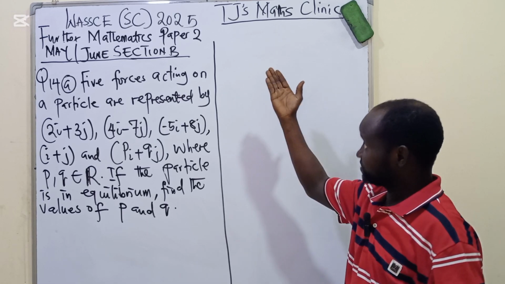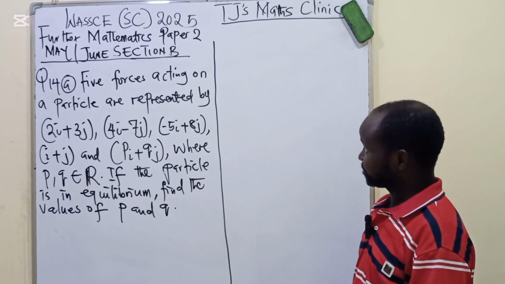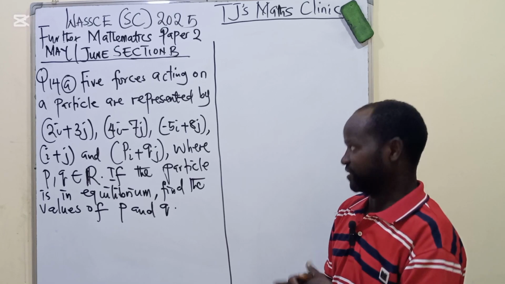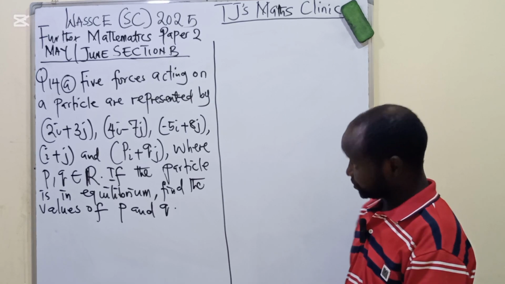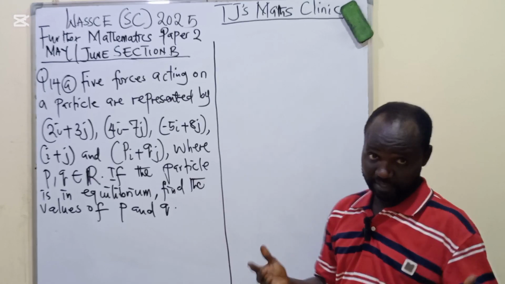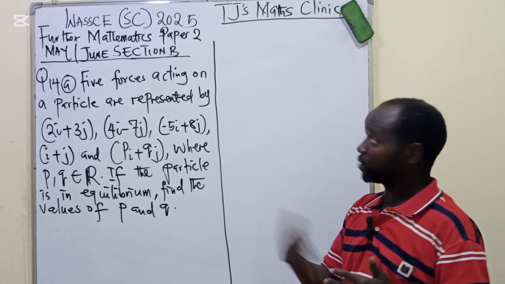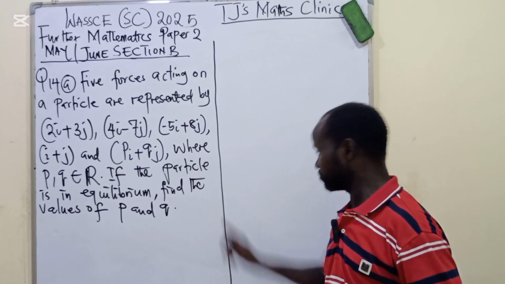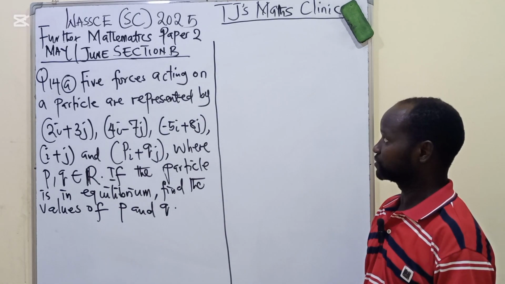WAEC 2025 for school candidates, Further Mathematics Paper 2, May June, Section B. With us here is question 14A. In my previous video, I solved questions 1 to 13. Further Mathematics, the theory question is from 1 to 15. This is question 14A with us. Let's look at how we can handle this question.